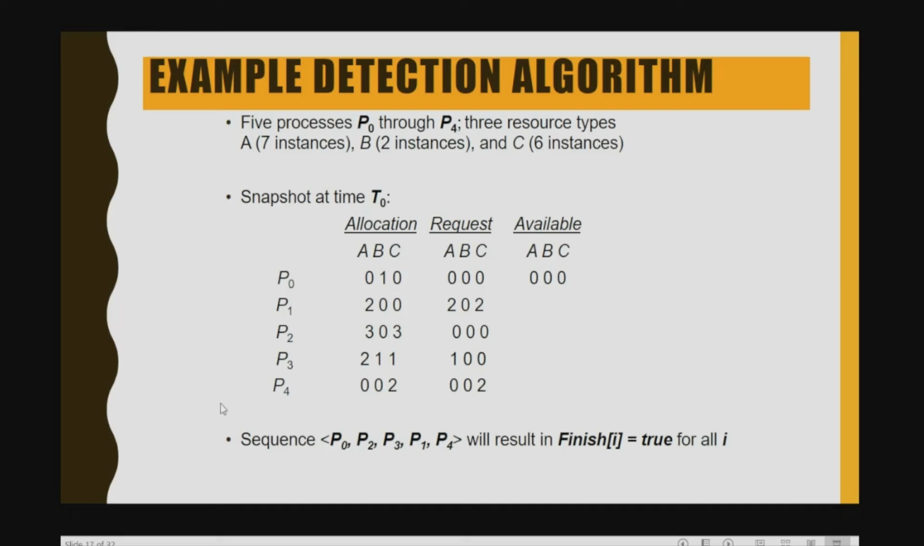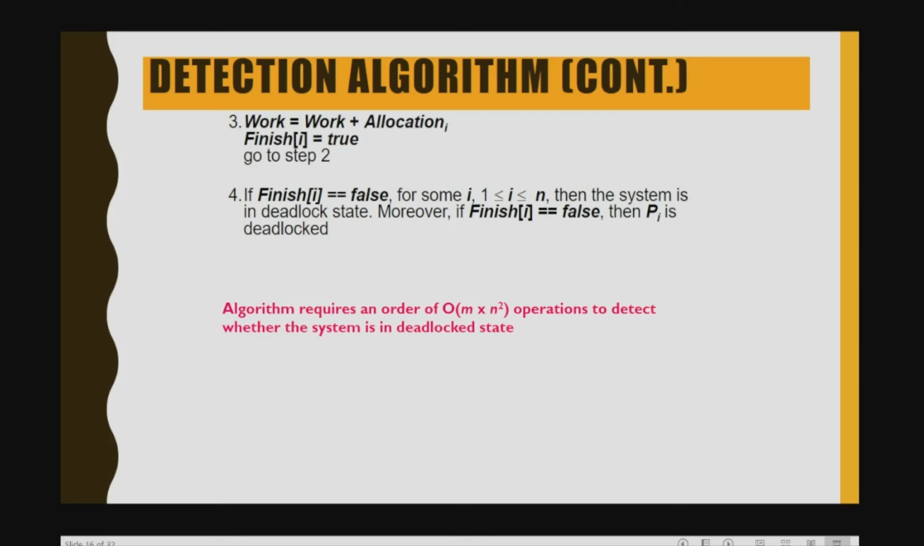So the sequence here, we have P0, and then P2, and then P3, then P1, and P4. So based on this sequence, P0, P2, P3, P1, P4, this will result in Finish[i] equal to true for all i. Okay, refer to this part, this algorithm.